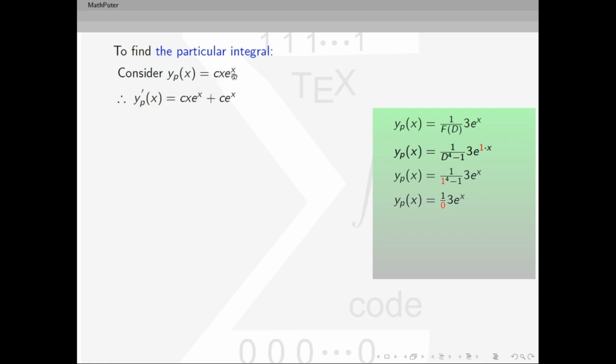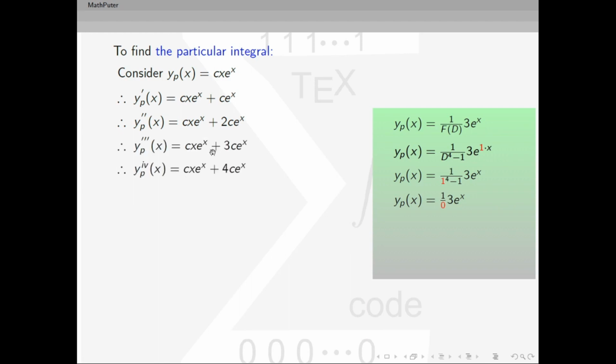I differentiate e raised to x, which has derivative e raised to x. Then the derivative of x is 1. So this is c into e raised to x. The second derivative is cx e raised to x plus 2c e raised to x. So the second derivative is not difficult. This is a very simple derivative concept.